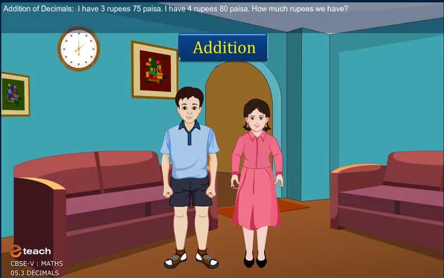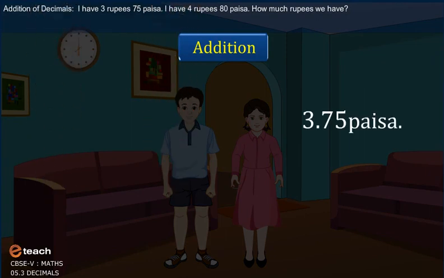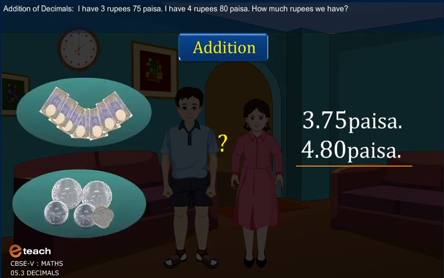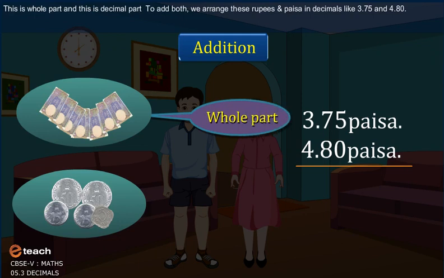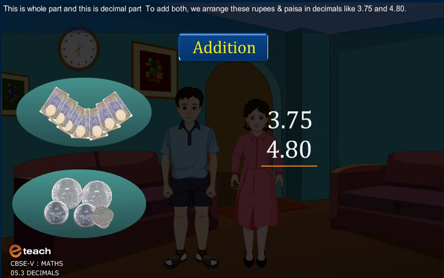Addition of decimals. I have 3 rupees 75 paisa. I have 4 rupees 80 paisa. How much rupees do we have? This is the whole part and this is the decimal part. To add both, we arrange these rupees and paisa as decimals, like 3.75 and 4.80.